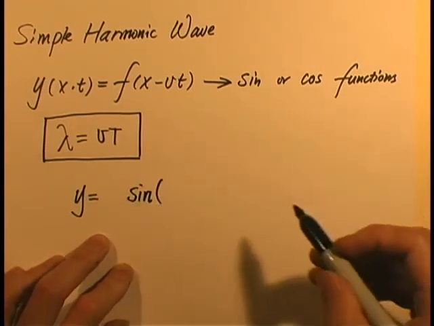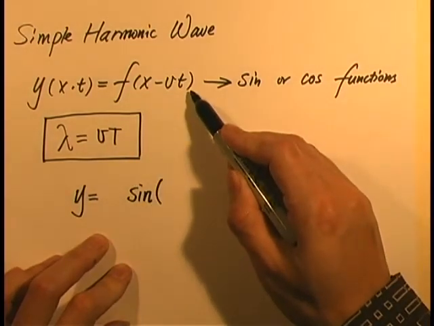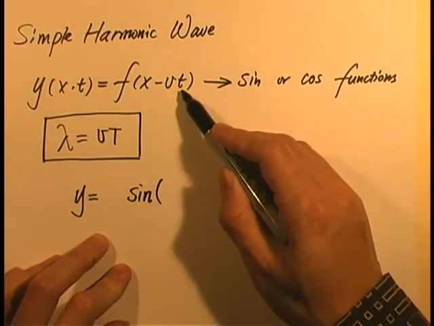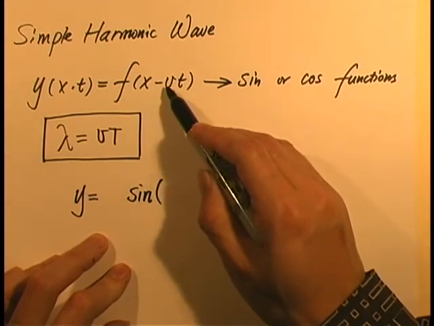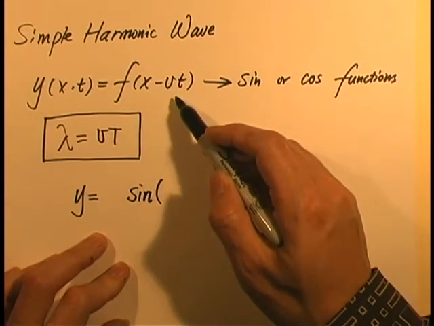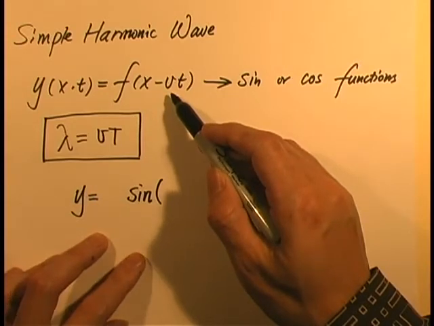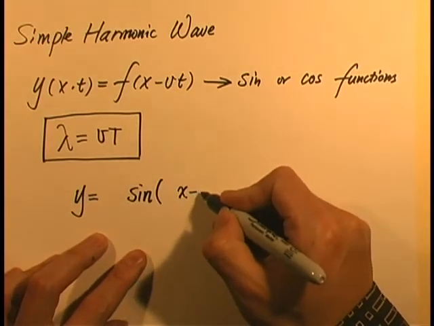Remember, x and t must be connected like this. You cannot break x and t apart. x must be followed by positive or negative vt. That's how you get a traveling wave with a speed v. Alright, so I have x minus vt, right?